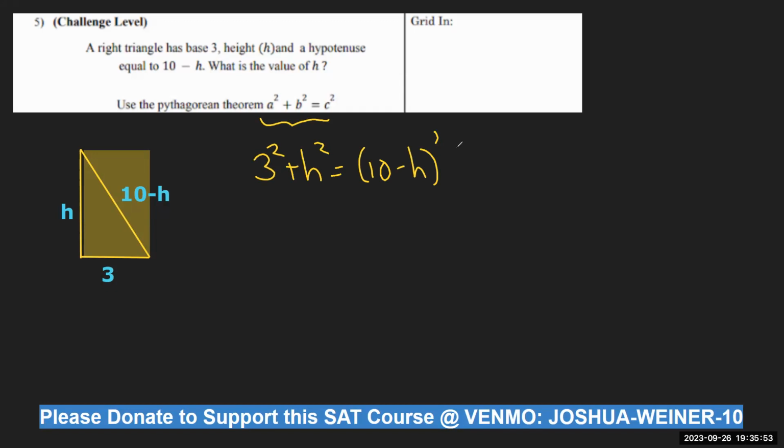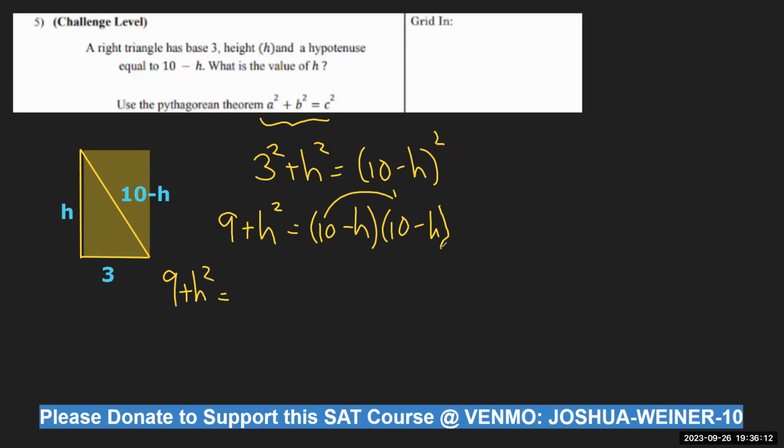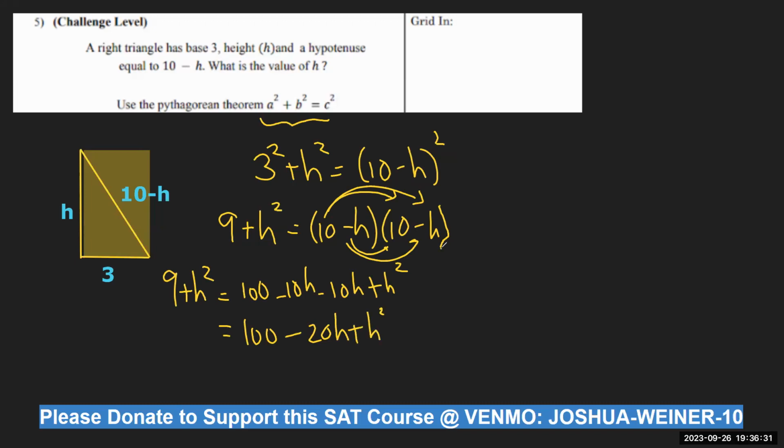For the mathematics here, we're going to use a technique called FOIL, which a lot of ninth graders don't know. 9 plus h squared equals (10 minus h) times (10 minus h), which means 9 plus h squared equals, first we'll distribute the 10, 100 minus 10h. Then we'll distribute a second time with negative h, 100 minus 20h plus h squared.